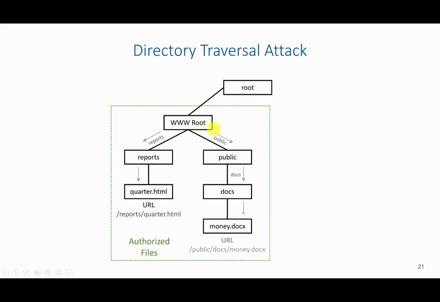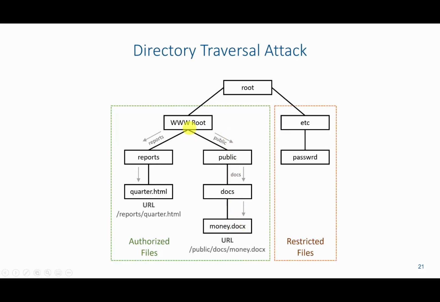At the end of the URL, you could also access money.docx by adding public/docs/money.docx to be able to pull in that file. Stepping outside of the www root directory, we can then go into other directories that would give us access to restricted files, such as the etc directory, which could have access to the hashed passwords.